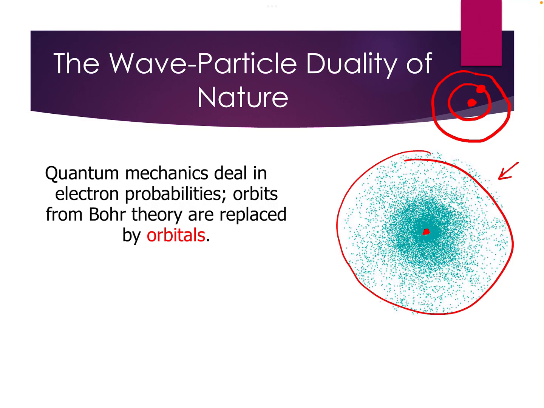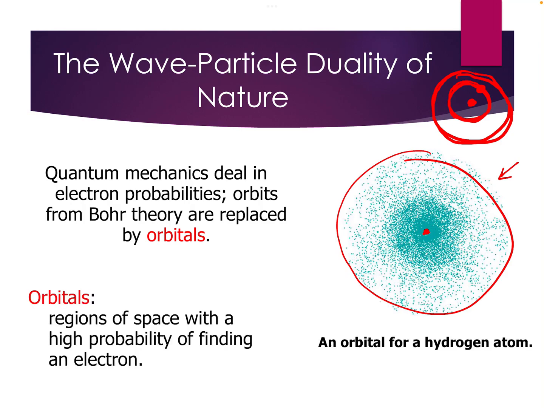So you see how this could be kind of a mess to try and talk about the atom with. But quantum mechanics deals in these probabilities. Instead of having orbits like Bohr, here's orbit 1, here's orbit 2, now we're replacing them with orbitals. Orbitals are defined as a region of space with a high probability of finding an electron. So here's the orbital for hydrogen, and it says in there you will probably find that one electron somewhere. It's going to be there, probably. And that's how we are now describing our atom.